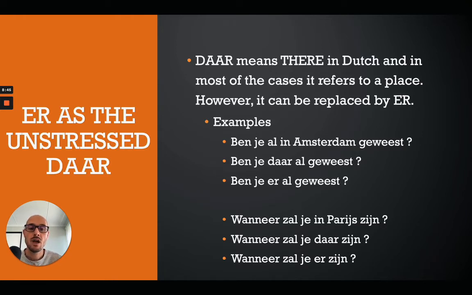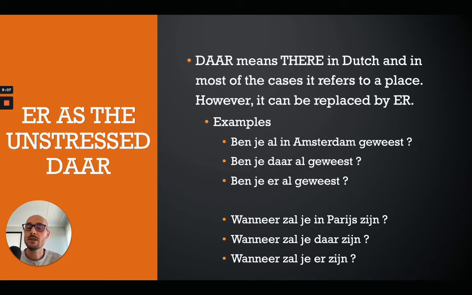Second example, wanneer zal je in Parijs zijn? Wanneer zal je daar zijn? Wanneer zal je er zijn? When will you be in Paris? When will you be there? Again, same difference. Sentence 2 is basically a little bit more focused on the place. Sentence 3 is a little bit more neutral.